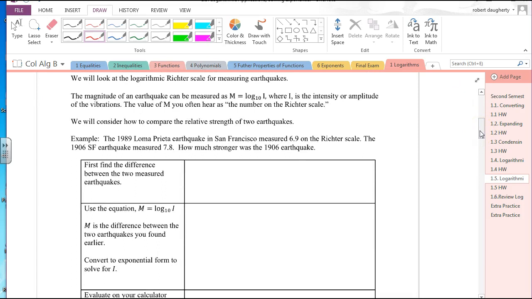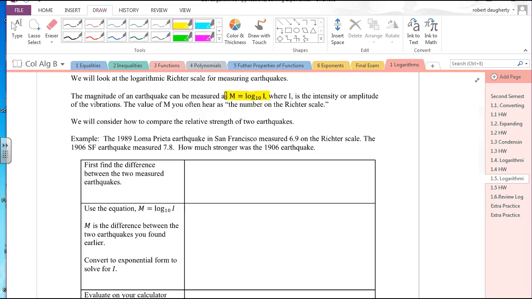So let's look at this example. We have a formula, and I will give you this formula on the test, but you have to know how to use it. M is equal to log base 10 of I, where M is the magnitude of the earthquake and I is its intensity. That's the amplitude of the vibrations or the shifting of the earth. So what we're going to do is compare two earthquakes. So your problem is going to look much like this.